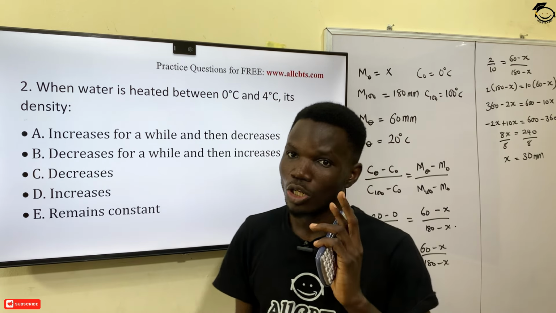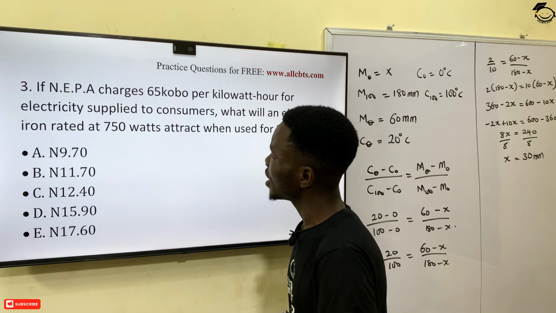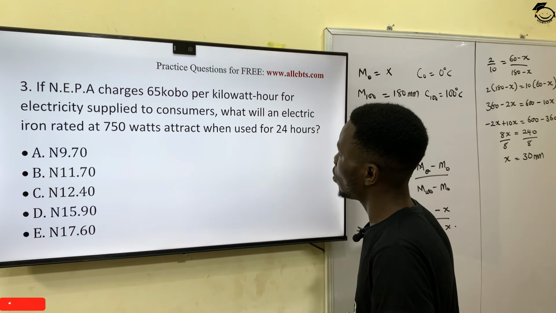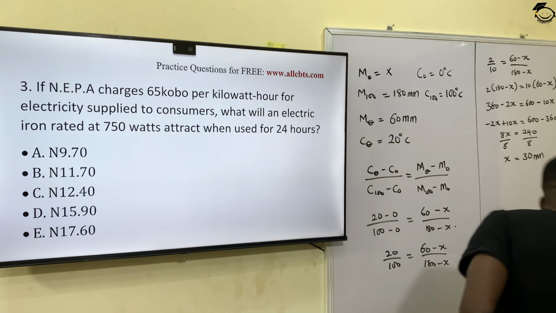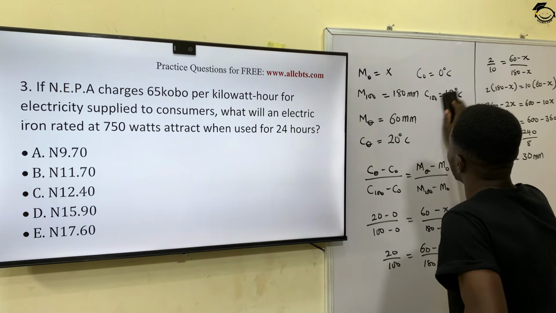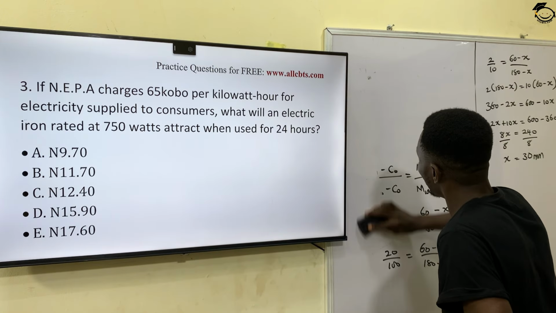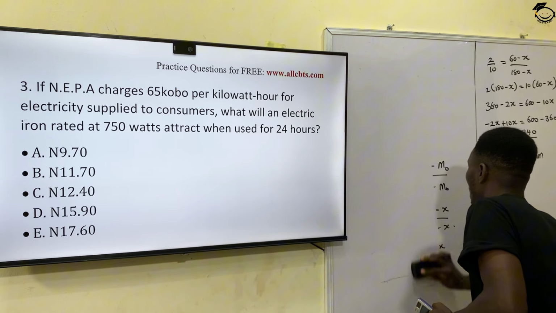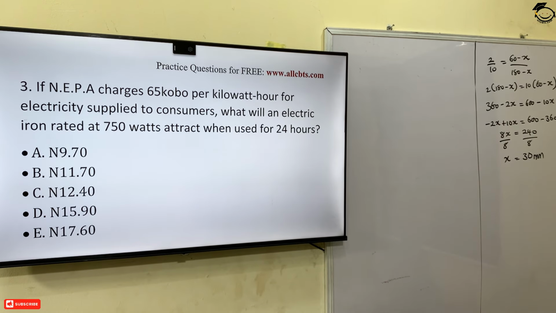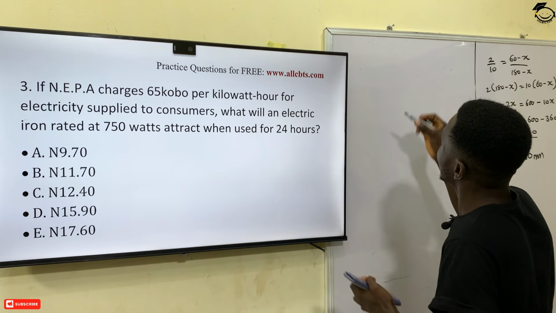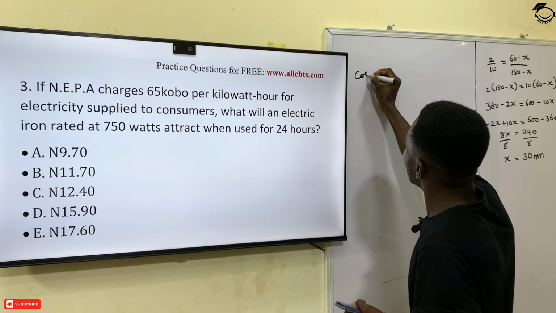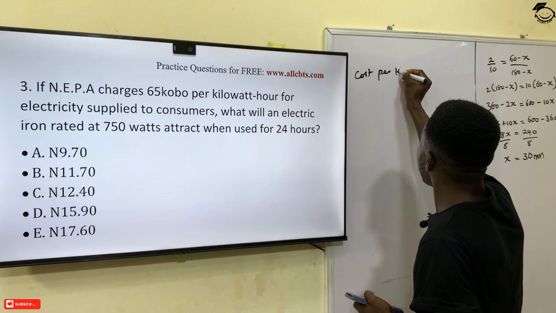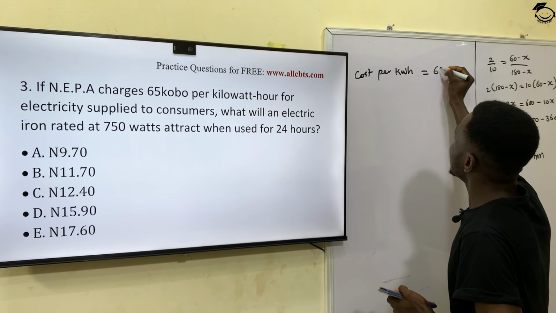So that takes us to question number 3, which says if NEPA charges 65 kobo per kilowatt hour. So we have here that NEPA charges 65 kobo per kilowatt hour. So the cost of electricity, the cost per kilowatt hour, is 65 kobo.